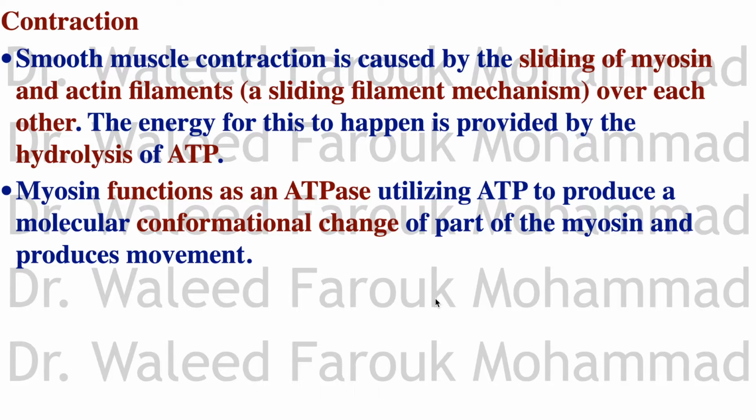Now, for contraction to occur, there must be sliding of myosin and actin filaments on each other. This is called the sliding filament mechanism, and this requires energy derived from the hydrolysis of ATP, and the ATP here is utilized by the myosin itself because the myosin functions as an ATPase. When it utilizes ATP, it produces a molecular conformational change of part of the myosin and produces movement, and so the contraction occurs.